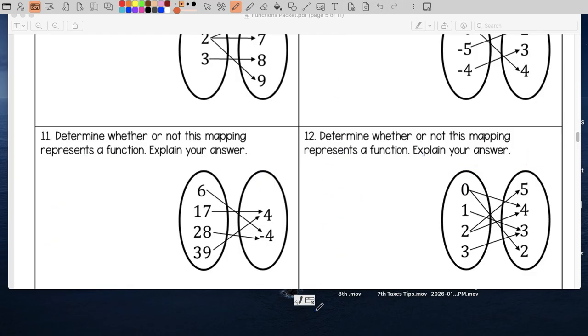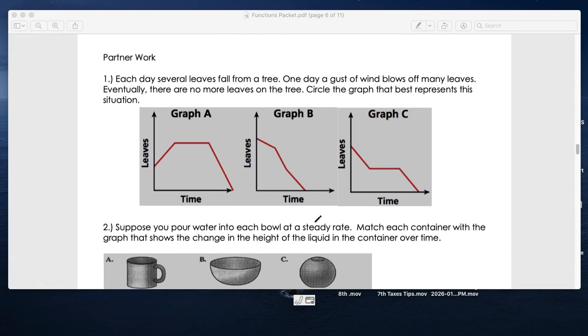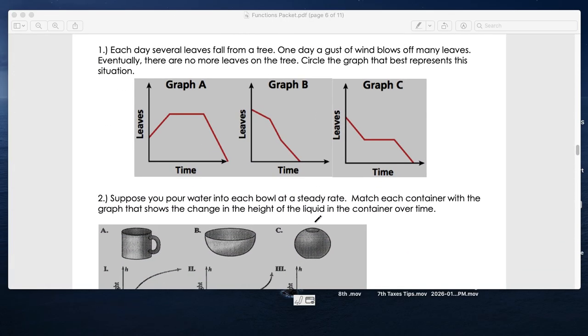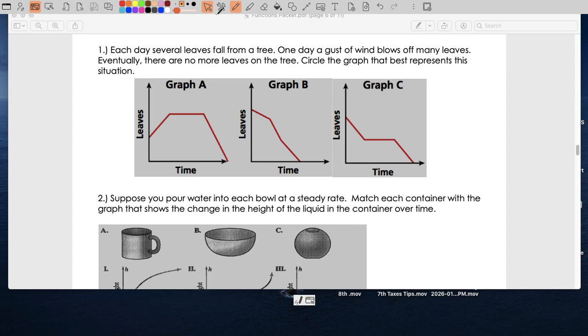Page. Let's go to the next page. Now this is what we did today, Monday, right? We're describing here what's happening in the graph. So here's a situation. On each day, several tree leaves fall from the tree. One day, a gust of wind blows off many leaves.